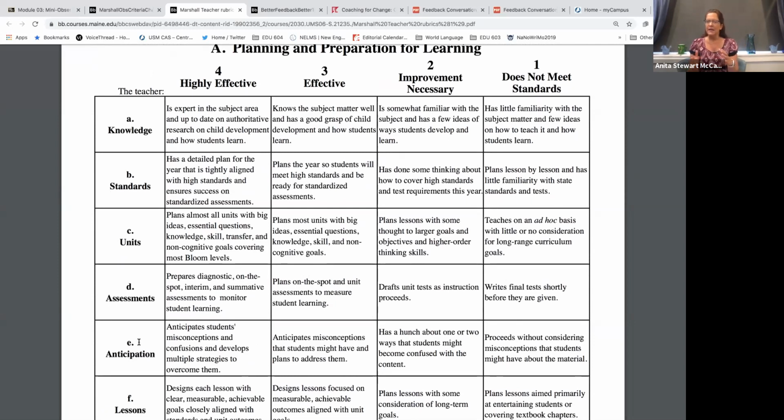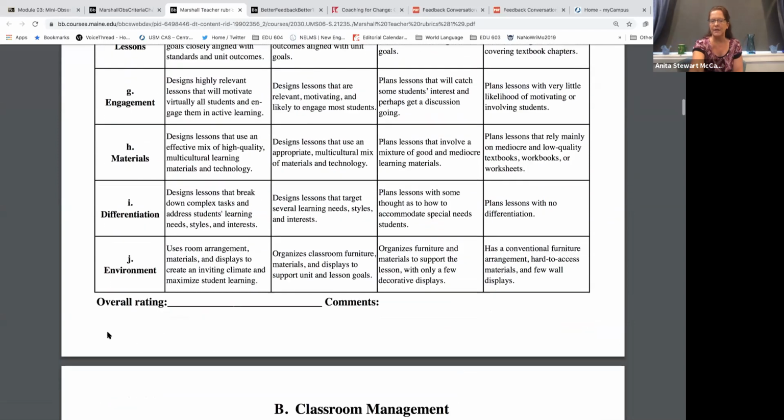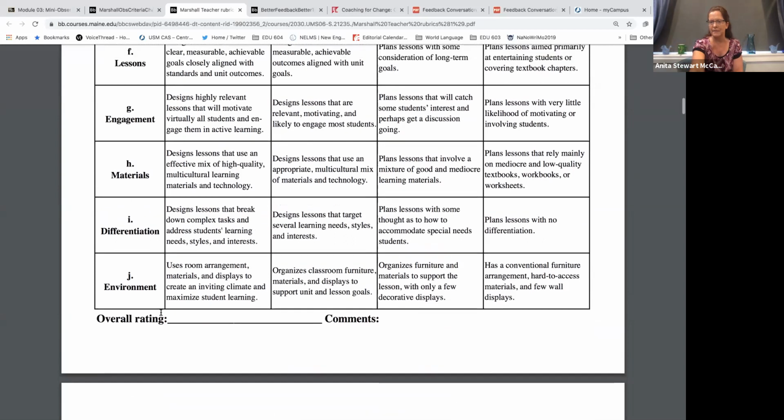And then he has 4 levels of performance that he has articulated for each of those elements within. So for knowledge, 4 possible performance elements, and for each of those rows. And then at the bottom of each domain is an opportunity for overall rating and comments.